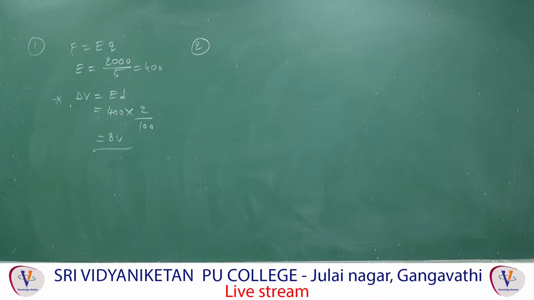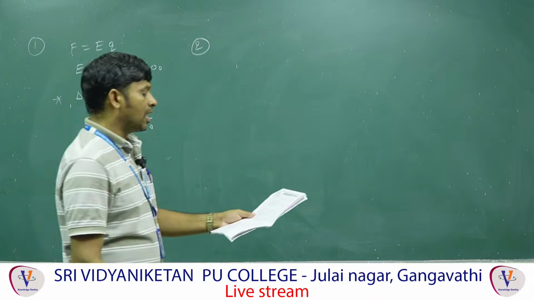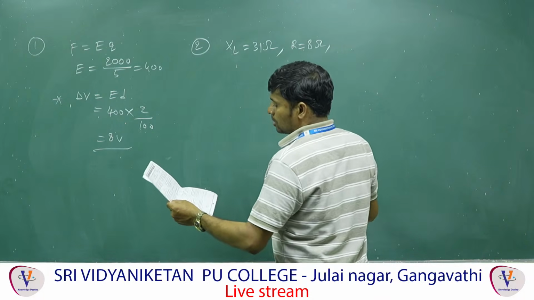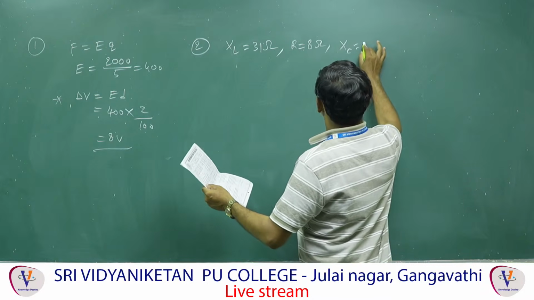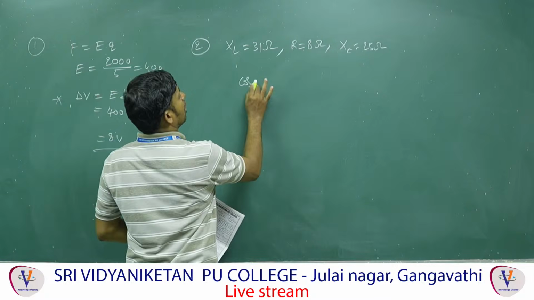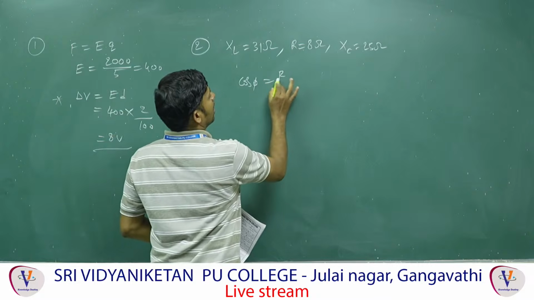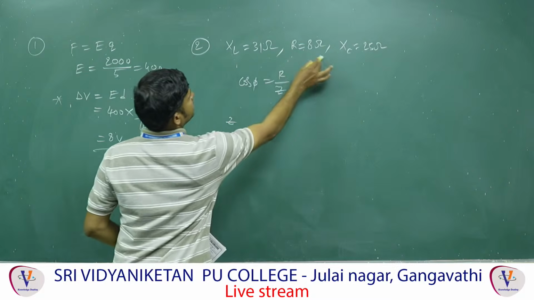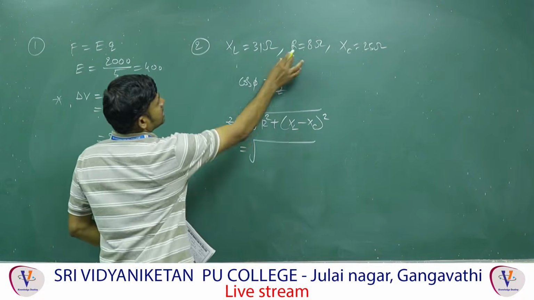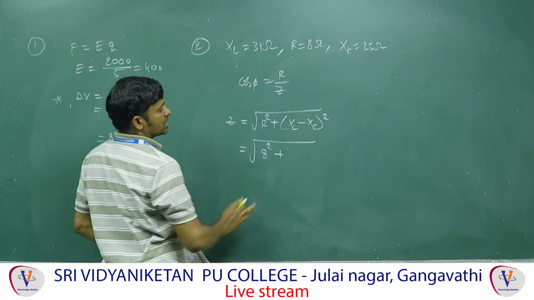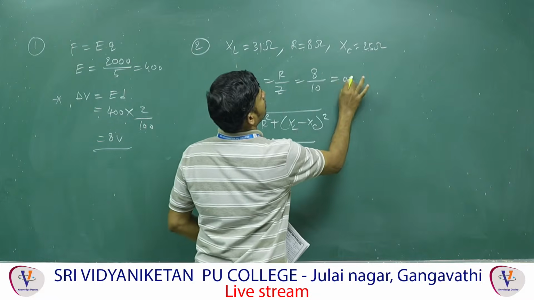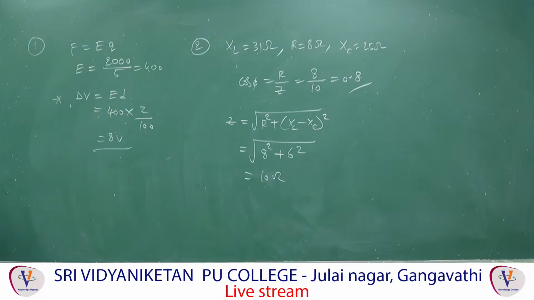Now the second question. A coil has inductive reactance XL of 31 ohms and resistance 8 ohms, and it is placed in series with a capacitive reactance XC of 25 ohms. The combination is connected to an AC source. What is the power factor? Power factor is nothing but cos phi, which is R by Z. So how to find the Z value? In an LCR circuit, impedance is the square root of R square plus XL minus XC whole square. R square is 8 square, and XL minus XC is 31 minus 25, which is 6 square. We get 100 under the root, so Z is 10 ohms. R value is 8 and Z value is 10, so we get 0.8. The power factor is 0.8.